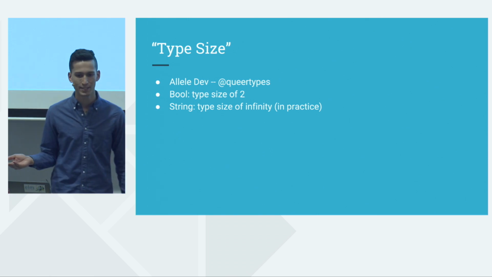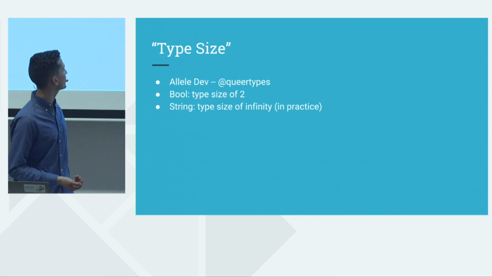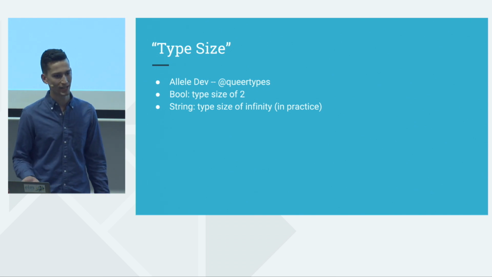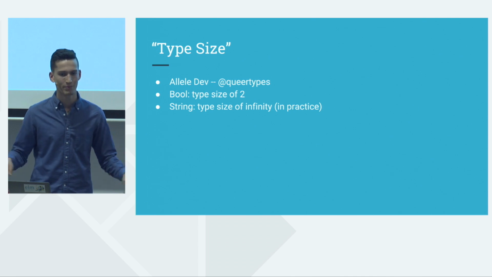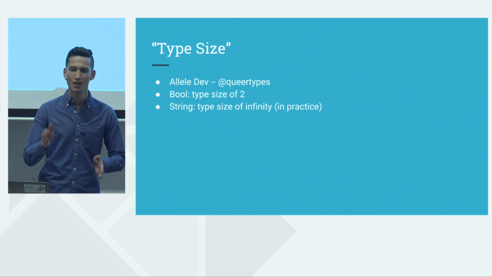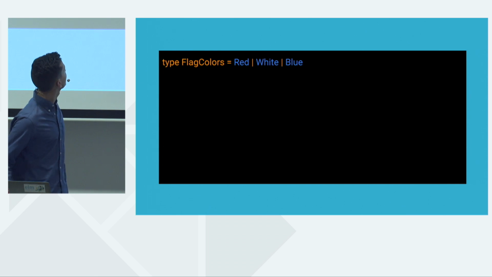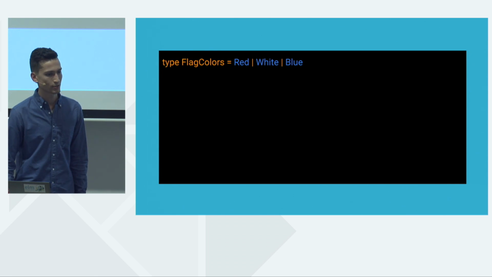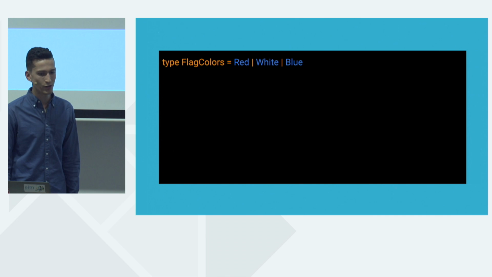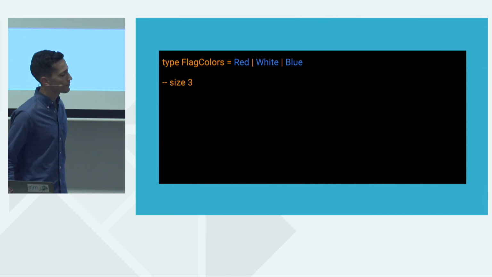Every type has a size. A Boolean has a type size of 2 because it can represent 2 values. A string, in practice, has an infinite type size. It's limited by memory, but in practice it's infinite, and there are an infinite number of permutations of what a string can represent, right? So if you'll indulge me with a brief exercise, if you had a type called FlagColors, which had 3 constructors, red, white, and blue, applicable to both France and the United States, that would have a type size of 3, right?